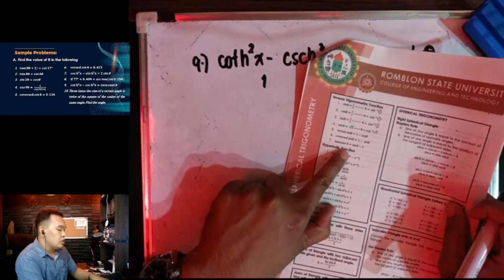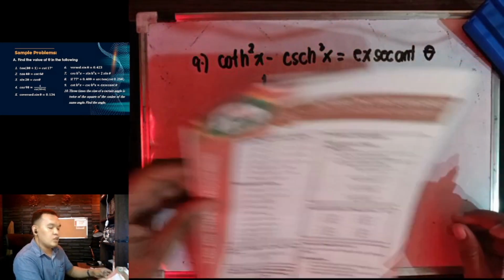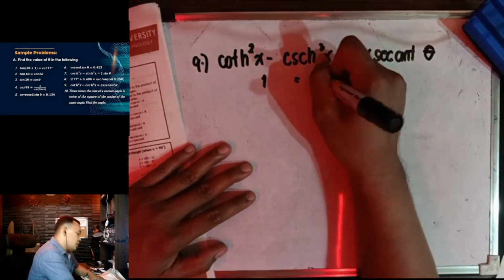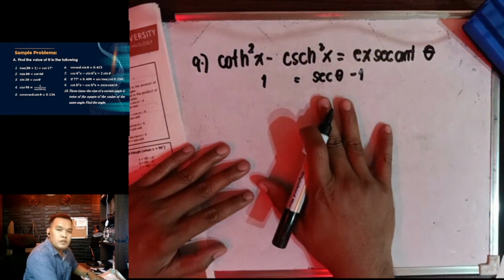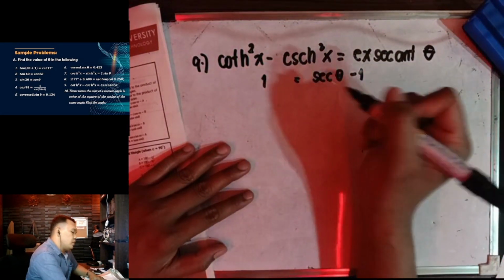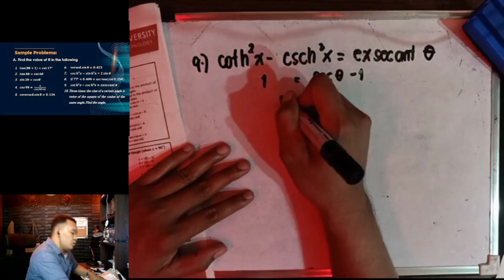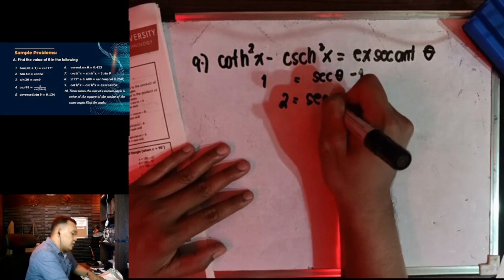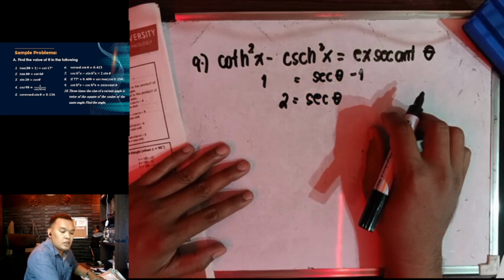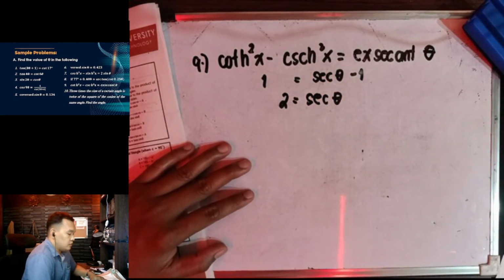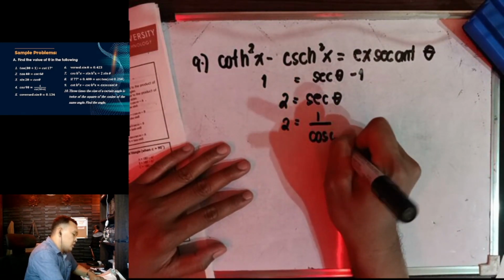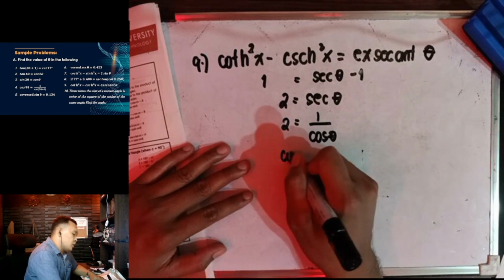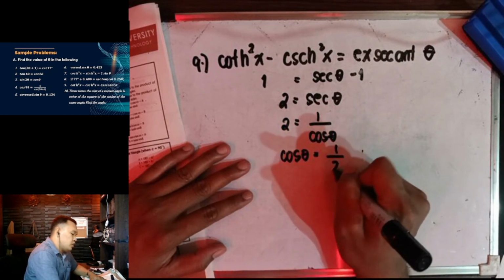Ito ako dito. Inverse trigonometric functions. So we have x secant theta is equivalent kay secant theta minus 1. So we could compute the value of theta here. So we have here, pag transpose ko to sa kabila, magiging 2 is equivalent kay secant theta. And we all know that secant theta is 1 over cosine. So 2 is equivalent kay 1 over cosine theta, transpose. Cosine theta is equivalent kay 1 over 2.